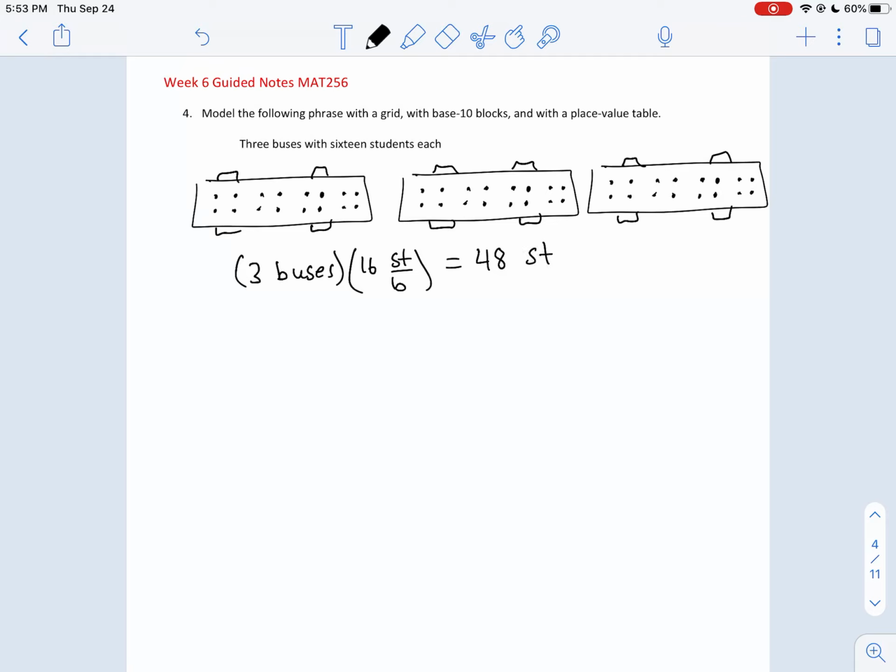I'll let you count them out to verify. I mean, that's how a student might do this initially, is just count them out and see that we have 48 students total. But we're supposed to model this with a grid, so we're gonna do a grid that's 3 by 16.